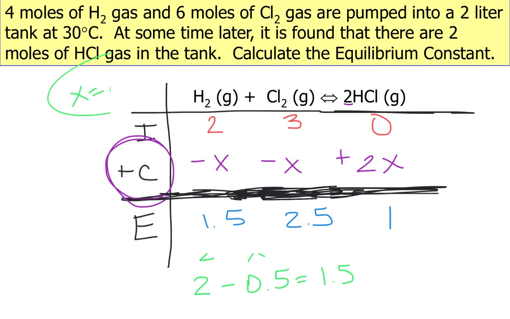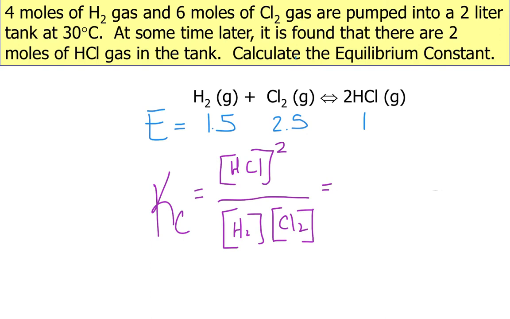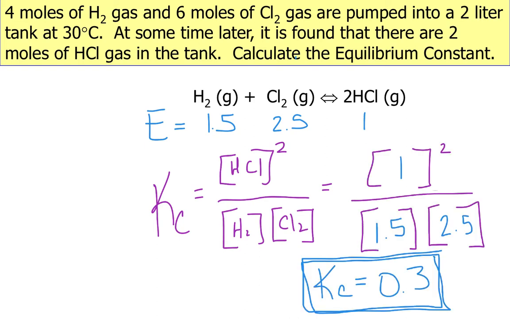Now the point of all of this was to find the equilibrium concentrations so that we can use those to find our equilibrium constant. The next step would be to write an equilibrium expression, where you have the products over the reactants using the coefficients as the exponents. Now all that's left is to plug in our new equilibrium concentrations. When we plug in these concentrations and solve, we get a Kc equal to 0.3.